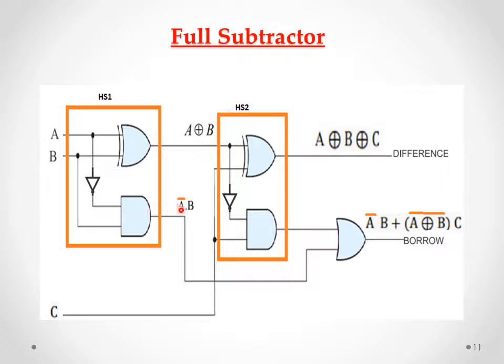And at this point we are getting the output A bar B, and at this point we are getting the input C. So the output at this position is A exclusive-OR B, bar, into C. So the final borrow expression we got is A bar B plus A exclusive-OR B, the whole bar, into C. So this is the logic diagram to implement with two half subtractor circuits. In this design, we require fewer gates compared to the previous implementation. Thank you.